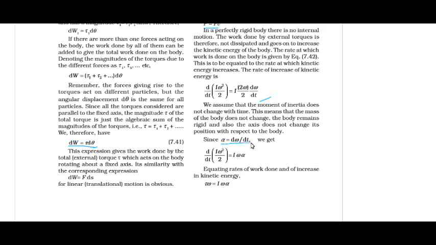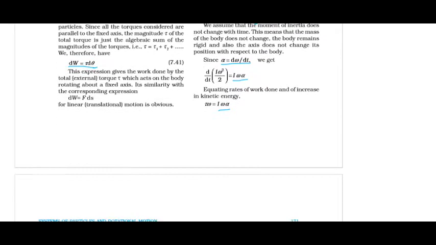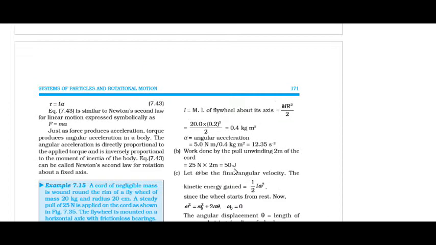So alpha is equal to d omega by dt. So we can write d omega by dt as alpha. This is alpha, and this 2 and 2 get cancelled. So ultimately we got I omega alpha. Equating the rate of work done to the increase in kinetic energy, tau omega is equal to I omega alpha. So tau is equal to I alpha. So we have derived this equation.